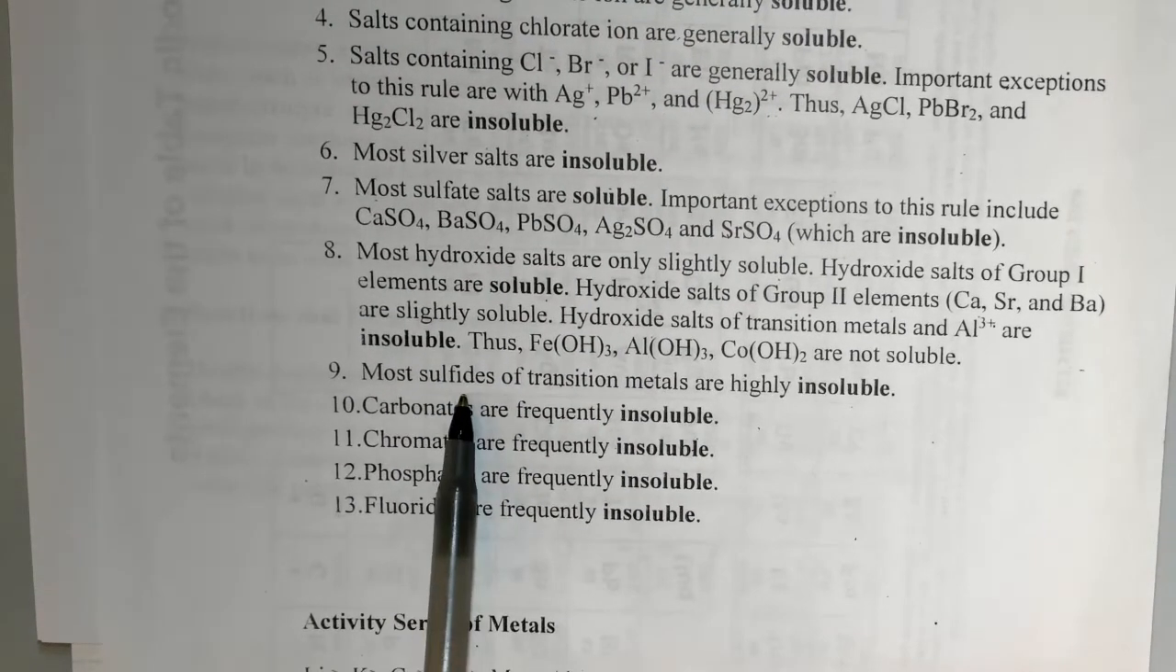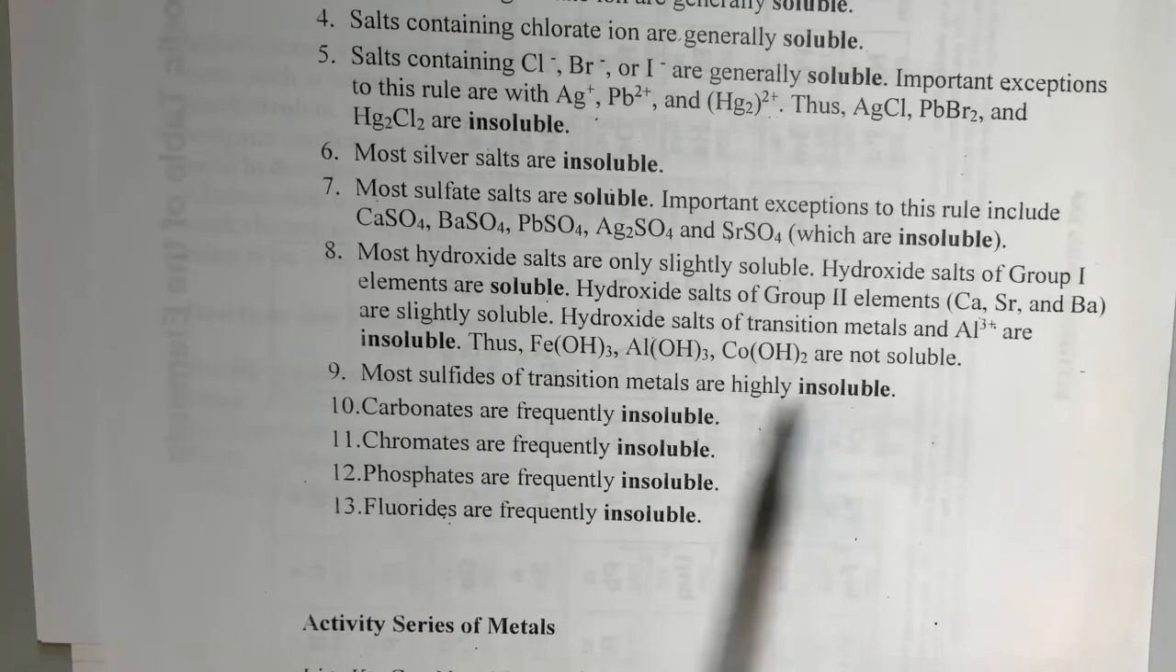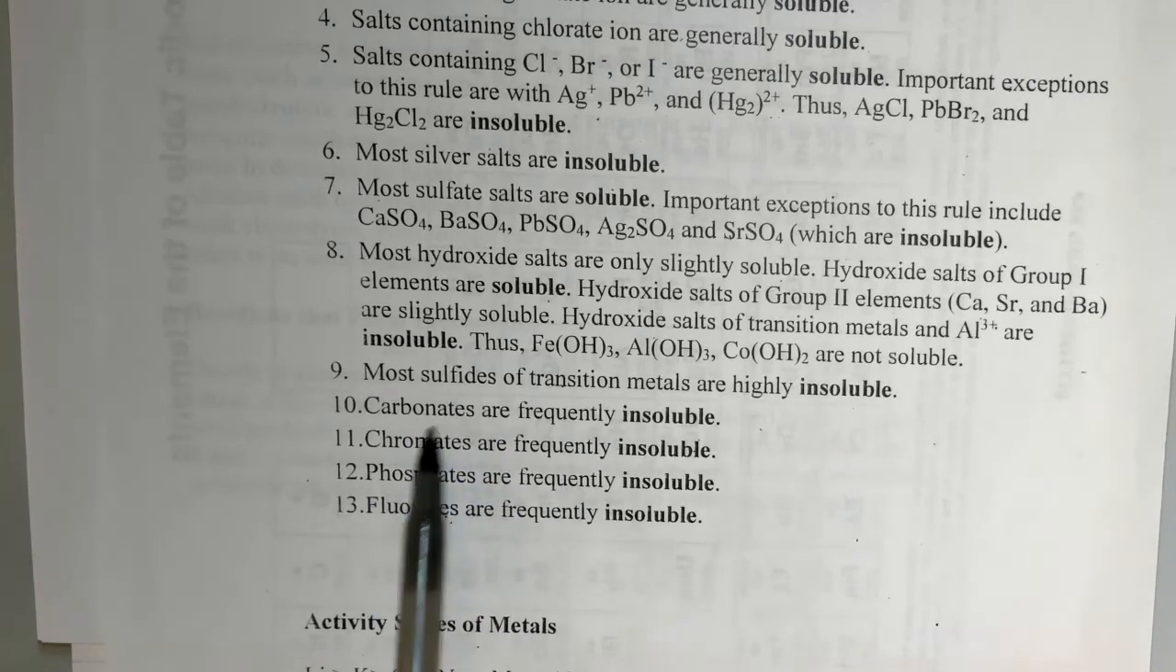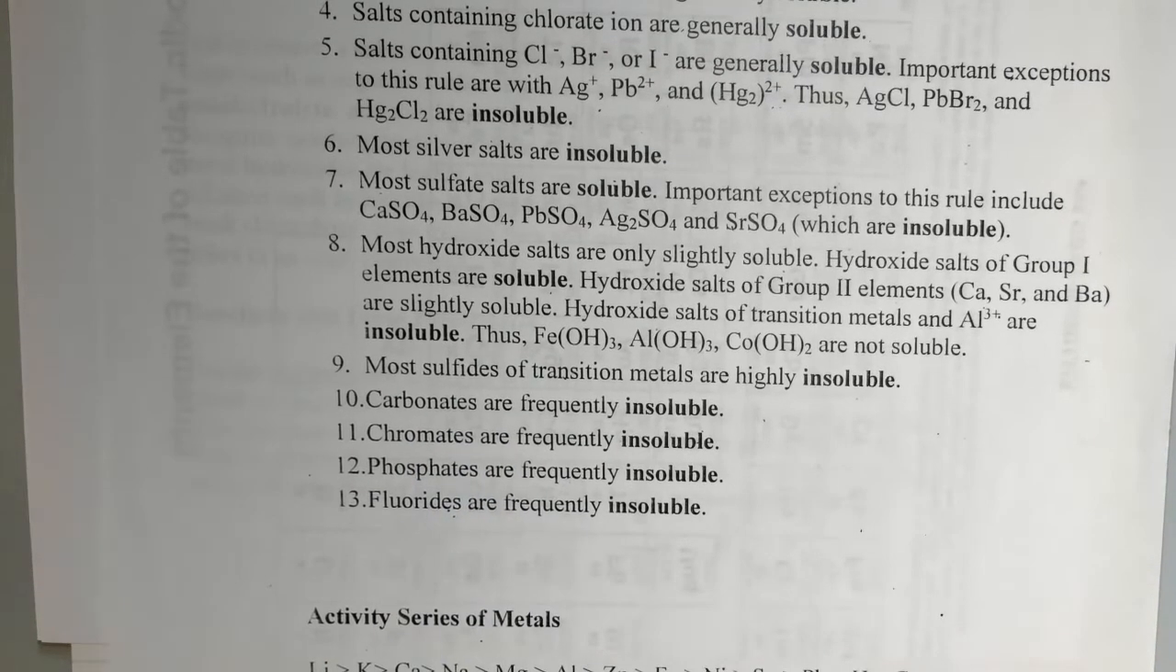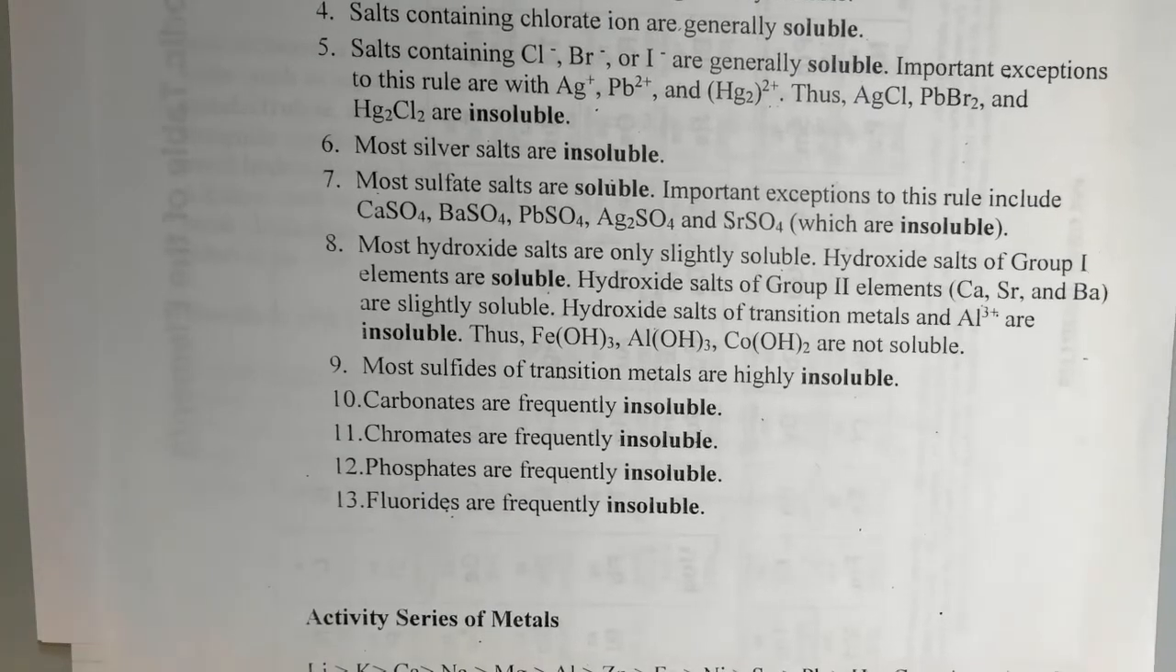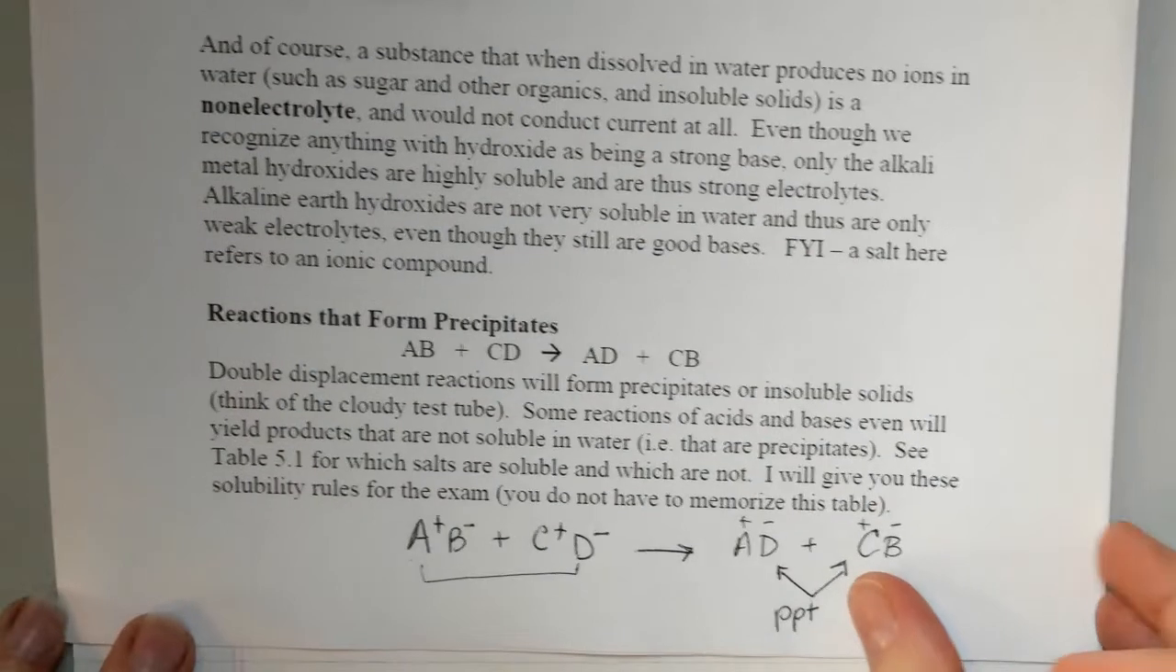Sulfides, S2-, of the transition metals are insoluble. Carbonates are typically insoluble, as are chromates, phosphates, and then fluorides. So we're going to do some practice examples and look back at these solubility rules, and these are going to be posted also in the Chapter 5 folder.